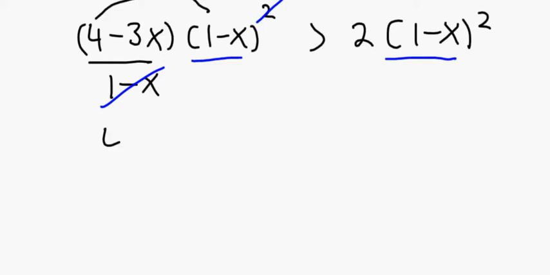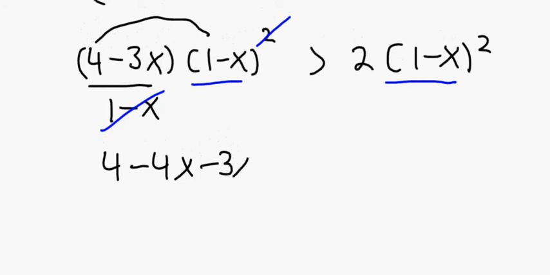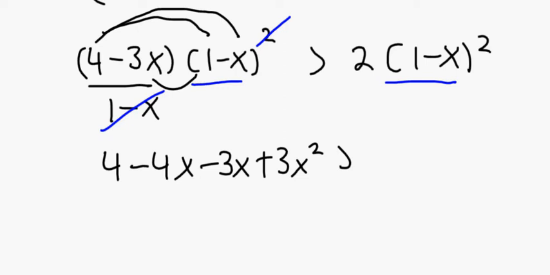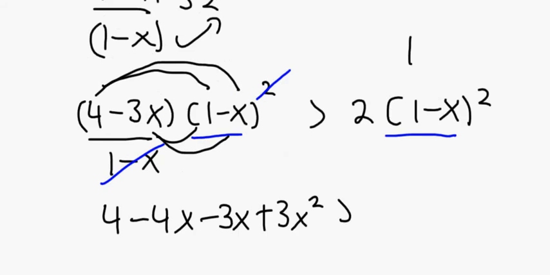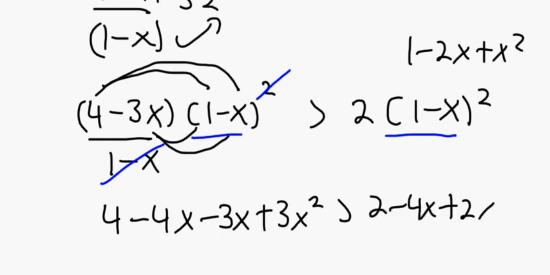Then I'm going to multiply out 4 minus 3x by 1 minus x, and what I'll get is 4 minus 4x minus 3x plus 3x squared. That's going to be greater than 2 times (1 minus x) squared. First we multiply out the brackets, so 1 minus x squared equals 1 minus 2x plus x squared. Now we multiply this by 2, and we get 2 minus 4x plus 2x squared.